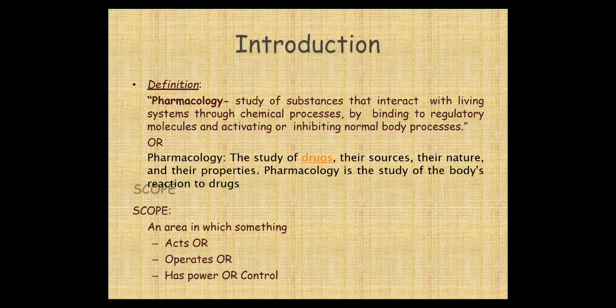So what are those chemical processes? Those chemical processes are receptor and drug binding, or by binding to regulatory molecules and activating that receptor molecule, or inhibiting normal body processes. This is a very simple definition of pharmacology. Or the study of drugs, their sources, their natures, and their properties. So pharmacology is the study of body's reaction to drugs, how our body can react with an administered foreign chemical entity, or we call it a drug. Okay. So got this concept cleared.